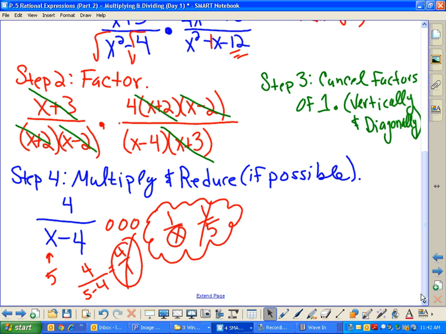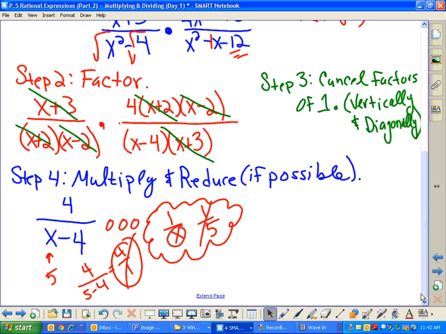So you can play that game, if you're genuinely concerned about whether this is completely reduced, reduce it and play around with it. See if it's equivalent to the expression that you didn't reduce. Cool trick. Questions about that?